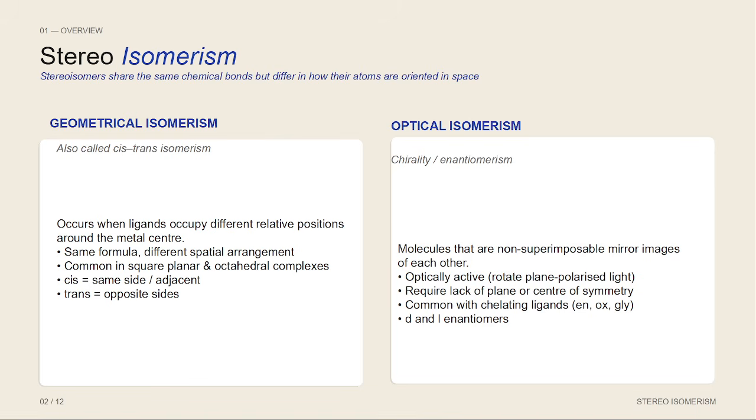Next is optical isomerism. The molecules which are non-superimposable mirror images are called optical isomers. When the molecules rotate plane polarized light, they are optically active. Optical isomerism is again divided into dextro and levo isomers. First we will see geometrical isomerism.